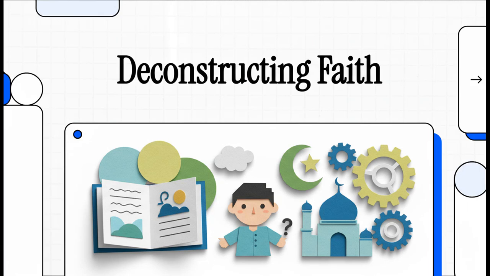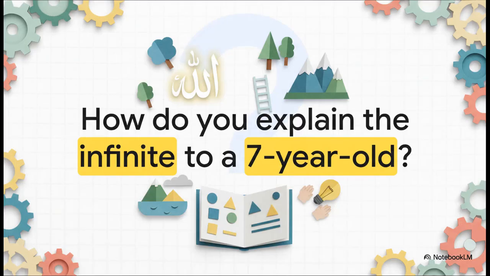Today, we're doing something a little different. We're not just explaining a topic, we're going to look at how a topic gets explained. Our source material is this Grade 2 Islamic Studies textbook. We're essentially going to look under the hood and see how it goes about introducing some of life's biggest questions to a 7-year-old. And that really is the central challenge, isn't it? How do you take these massive concepts like God, creation, and faith and make them understandable to a child?